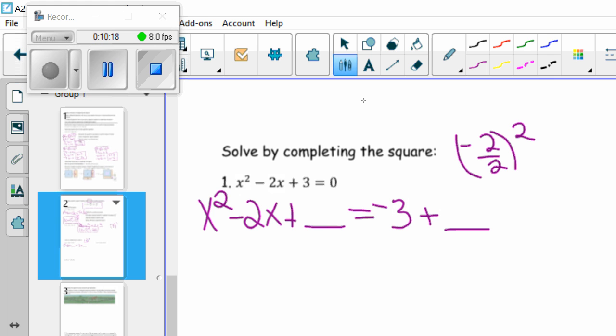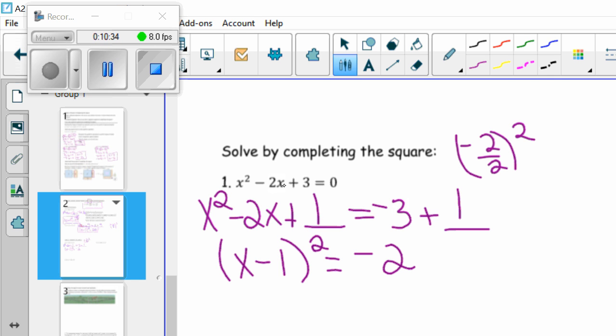So negative 2 divided by 2 is negative 1. Negative 1 squared is 1. So now I'm ready to factor my perfect square trinomial. So that's going to be (x minus 1) quantity squared equals negative 3 plus 1, which is negative 2.